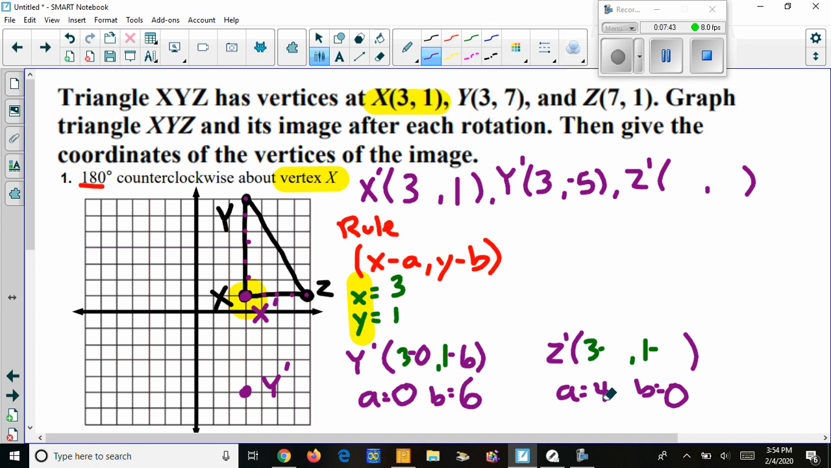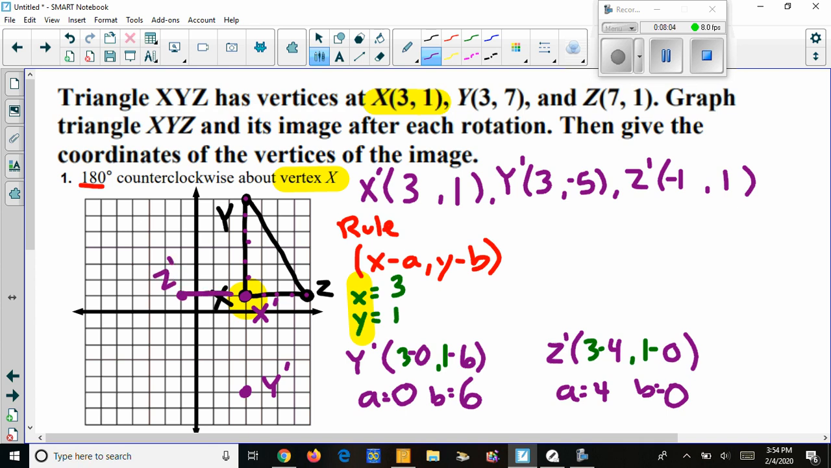And now I can plug that into my rule. X minus A becomes 3 minus 4. That's negative 1. Y minus B is 1 minus 0, and that is 1. That places Z here at Z prime.